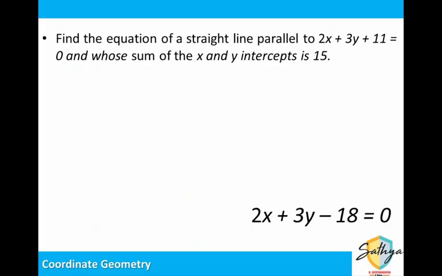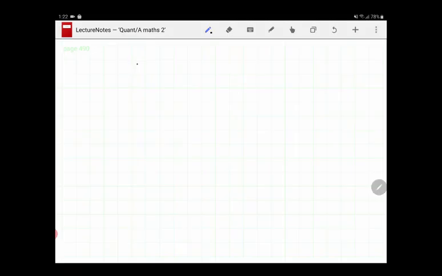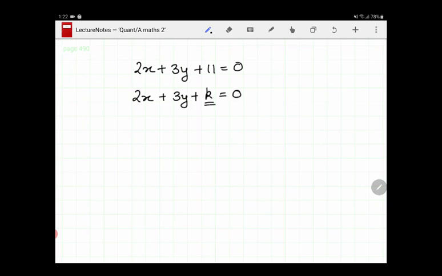The next problem, again a very interesting one. We have to find the equation of a straight line which is parallel to 2x plus 3y plus 11 is equal to 0 and the sum of x and y intercepts is 15. It is given that the line is 2x plus 3y plus 11 is equal to 0. We know that any line parallel to this will be given by 2x plus 3y plus k is equal to 0, where k is what we are assuming to be the new constant.